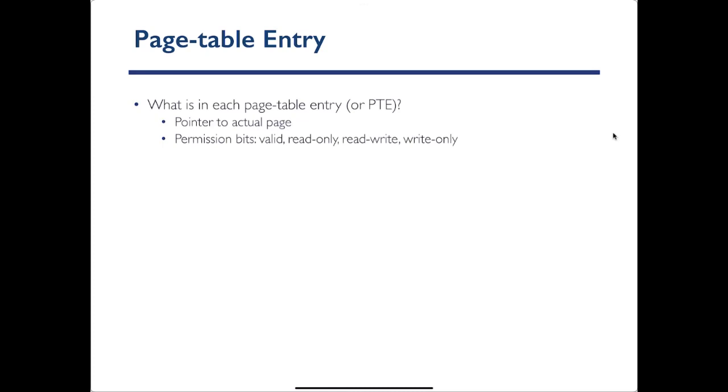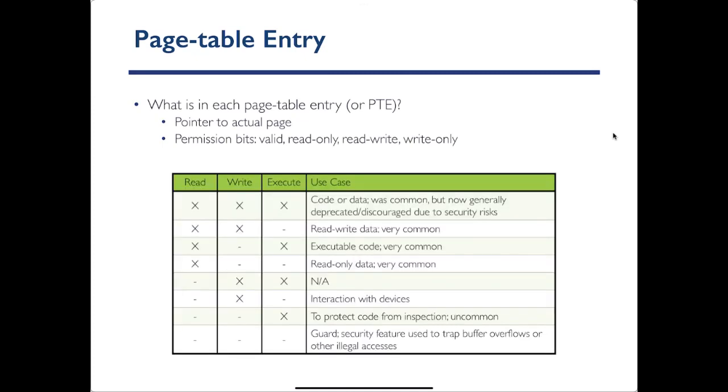Okay, so let's focus on the page table. Each entry, we call each entry PTE, page table entry. So this is basically a pointer to an actual page, right? It has a pointer to the actual page because it has the physical page number. It has permission bits, it has valid bit, and the permission usually is read, write, or execute. So these are the permissions that we usually use, and any combination of them, right?